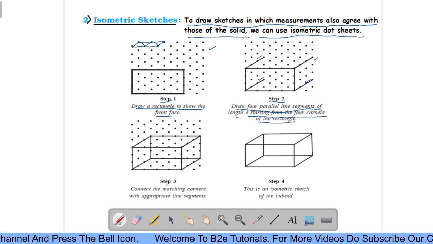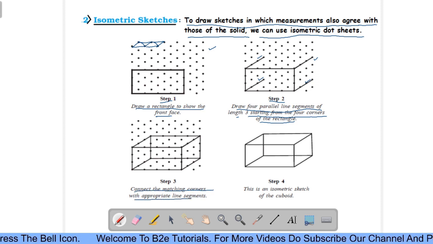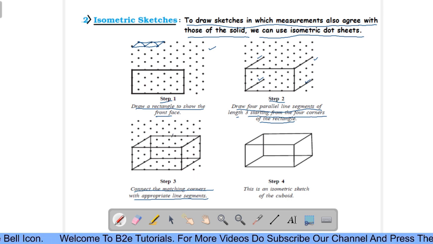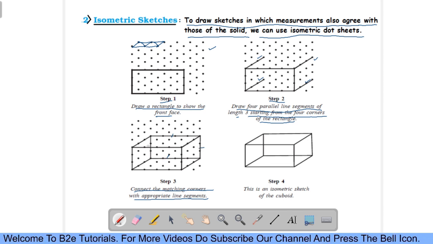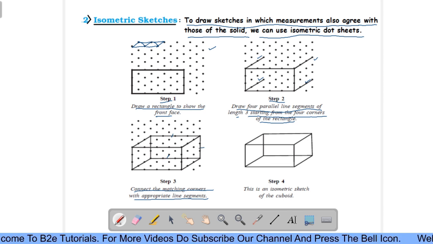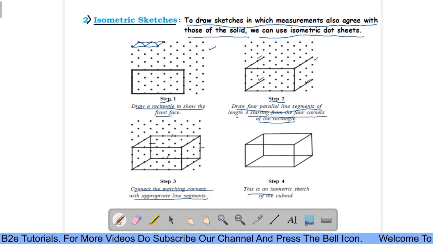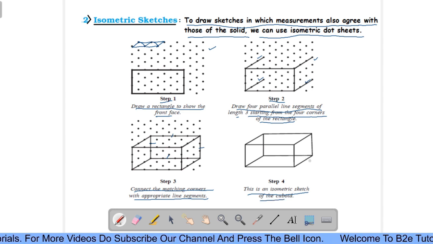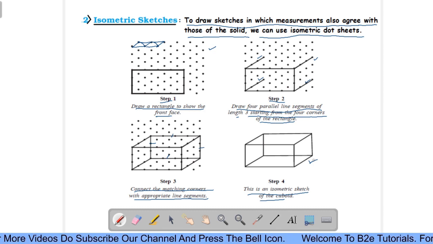Then the third step is to connect the matching corners with appropriate line segments. That is, join this part, then this side and this side. You will get a cuboid. This is an isometric sketch of the cuboid. This is called an isometric sketch of a cuboid.